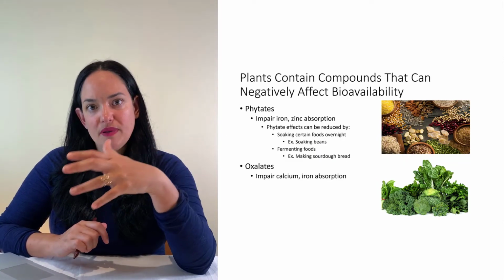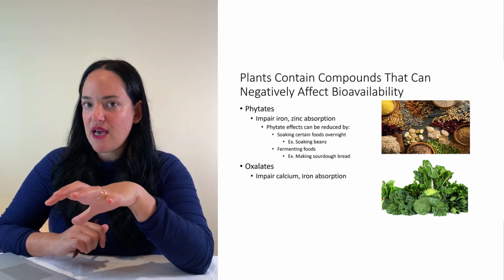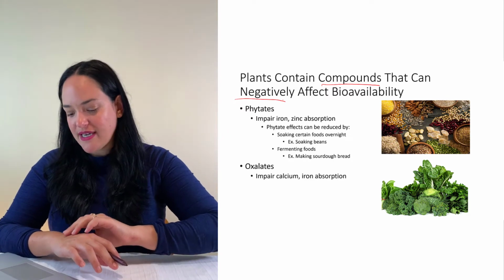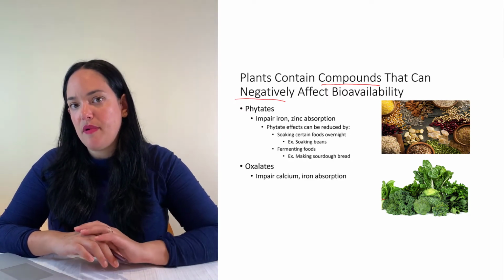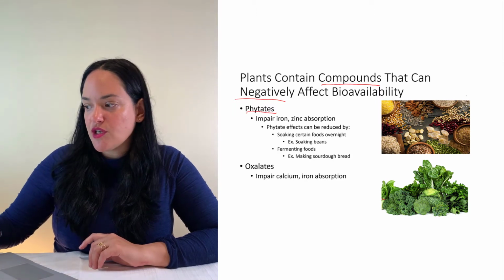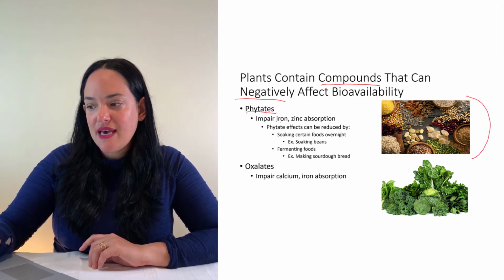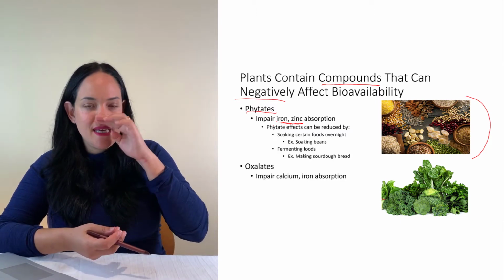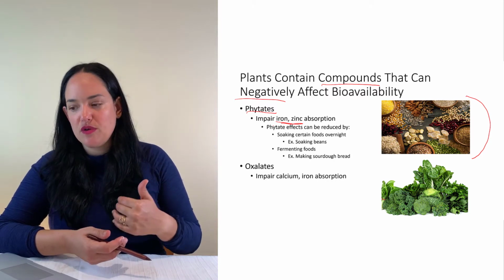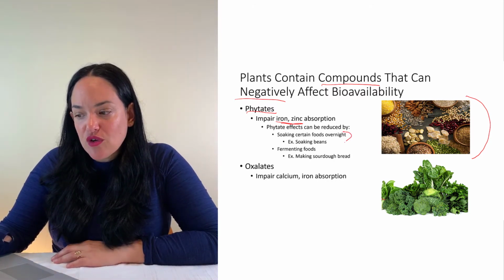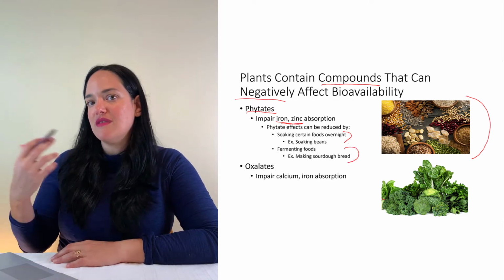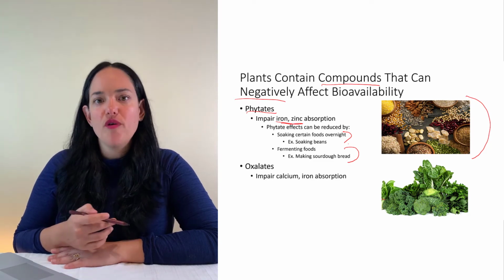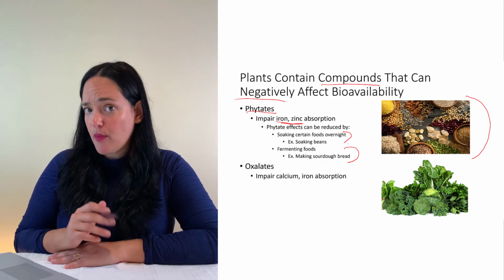One of the reasons why plant products aren't as good of a source of minerals as animal products is that plants can contain compounds that negatively affect the availability of these minerals in the body. For instance, phytates, which are found in a lot of grain products, can impair both iron and zinc absorption. Okay, they kind of bind to iron and zinc and promote their removal as opposed to their absorption. If we soak grains overnight and ferment foods, this can help to free up those phytates from the minerals in order to promote the bioavailability of those minerals, something that might be especially important if someone is a vegetarian or a vegan.